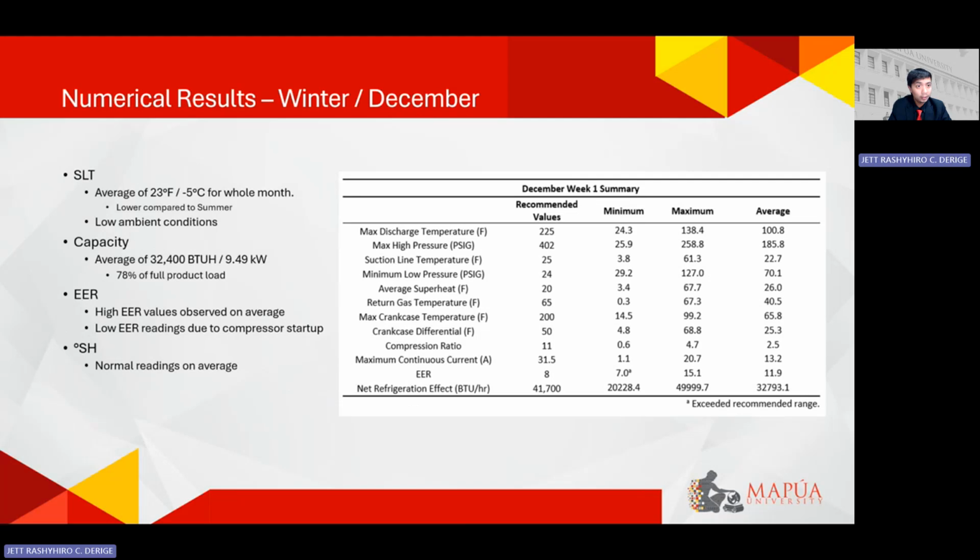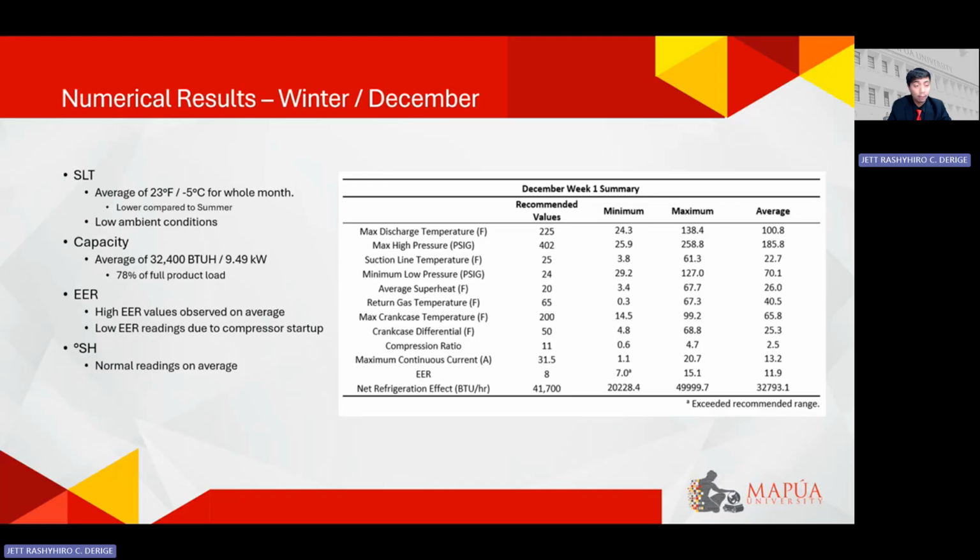Next, for winter, the average is 23 degrees Fahrenheit. So a difference of 2 degrees Fahrenheit. So it's much cooler than the required operating temperature. This is due to the low ambient temperatures experienced outside the store, and this is also lower compared to the SLT average in the summer. Basically, for low ambient conditions, there's less effort for the unit to reach the desired temperature, and low temperatures even when the compressor is unloaded.